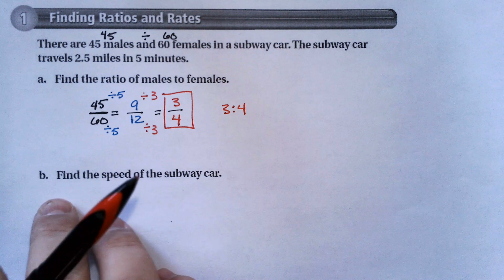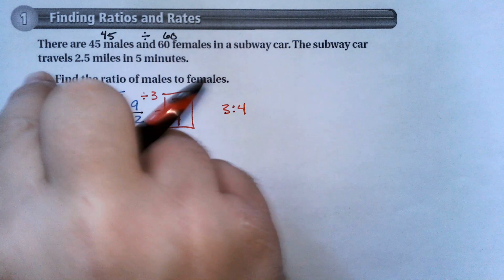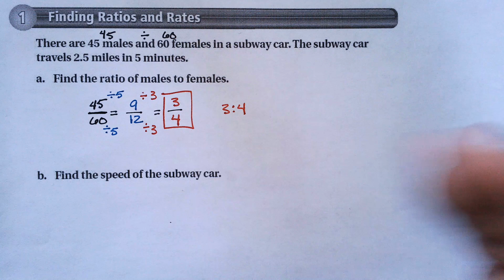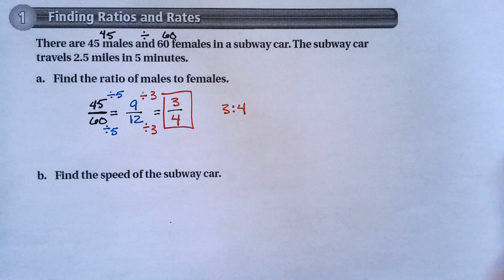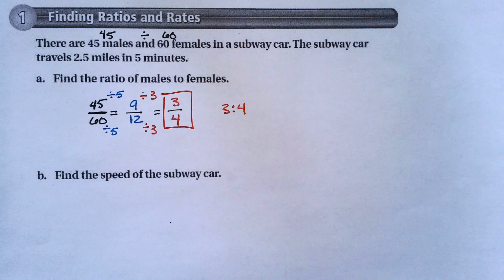Now, the next question is, find the speed of the subway car. Well, the speed that it's talking about, and just think about it, when you're driving down the road, you're always talking about miles per hour, okay? And here comes the unit rate idea. Unit rate is the idea that we have to be per one.